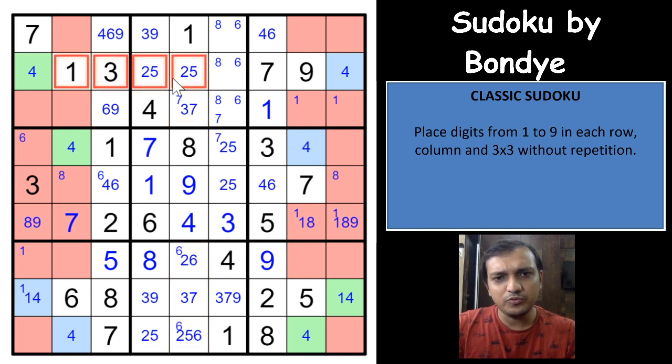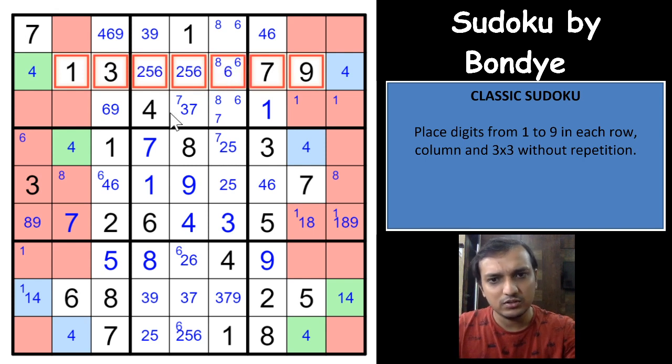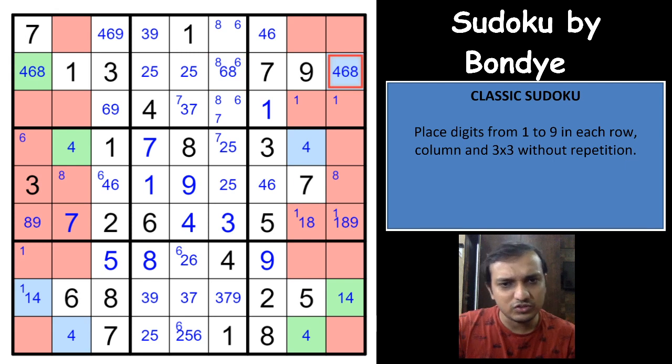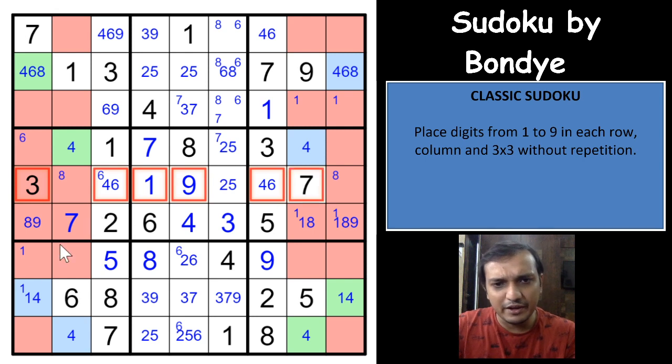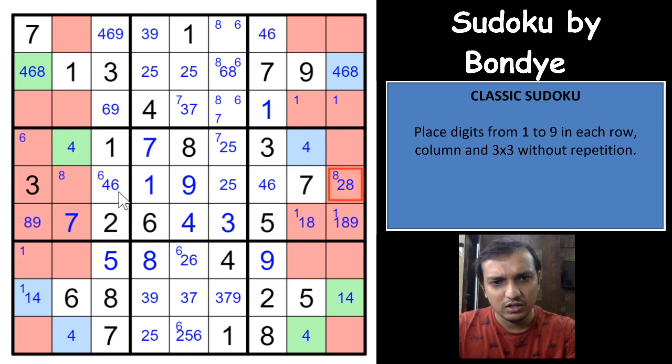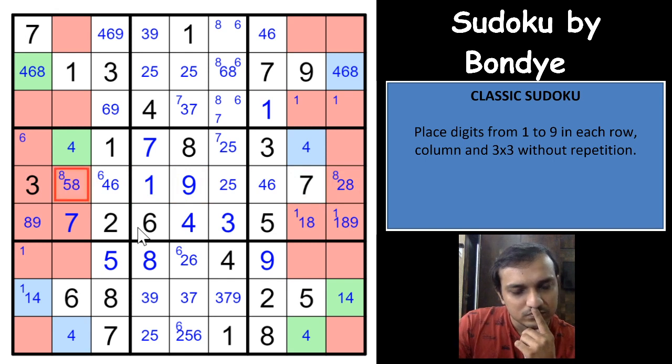So 1, 3, 2, 5, 7, 9. 8, 6, 4. 4 cannot be here. So this would have to be 6 and 8. And this would be 6, 8. This also would be 6, 8. 4, 6, 8. Okay. You have a 4, 6 pair here. 3, 1, 9, 7, 2, 5, 8. Right. So this would have to be 2 and 8. This would have to be 5 and 8. Okay.